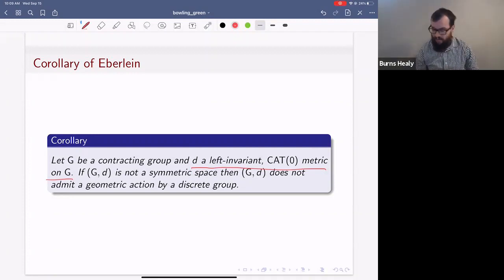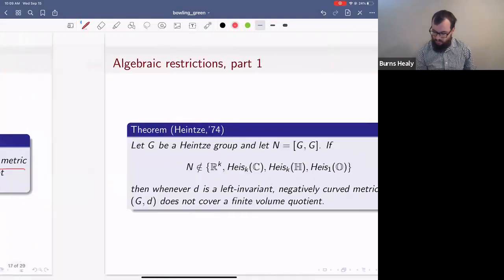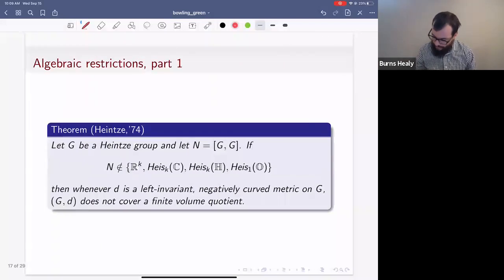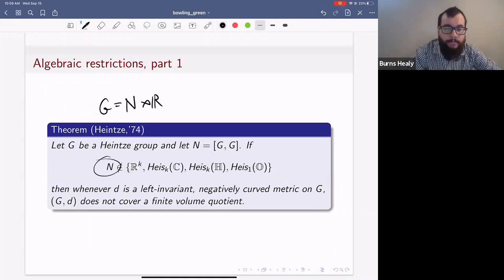So to inspire that, let me tell you what the analogous statement is for Heintze groups. So this follows from Eberlein here. If I have a negatively curved Riemannian manifold, it's certainly CAT(0), if it's contractible. And so if you apply the theorem from the other page to Heintze's work from '74, you get the following restriction. If you take a Heintze group, so some G looks like N semi-direct R here, then based purely on the algebra of N, we can rule out finite volume quotients, because the only way that it could have a finite volume quotient is if it looks like a symmetric space.